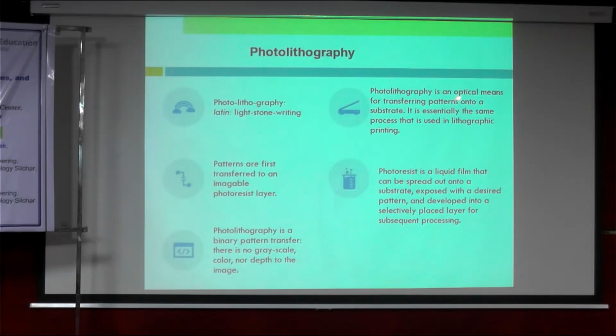And photolithography is an optical means for transferring a pattern onto a substrate. It is essentially the same process that is used in lithographic printing. So photoresist, as mentioned before, is a liquid film that can be spread out onto a substrate, exposed with a desired pattern, and developed into a selectively placed layer for the subsequent processing. So it's a polymer material which is sensitive to light.